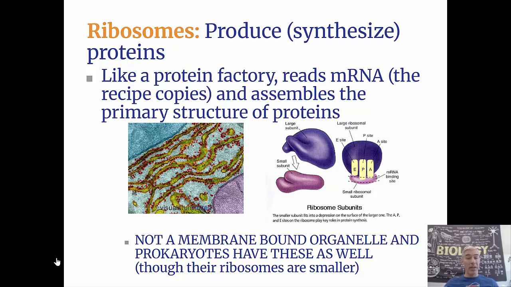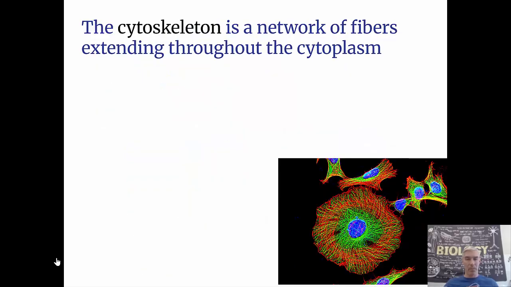Sometimes they are free, meaning they are found free floating in the cytoplasm, and other times they are bound to another organelle, which we're going to get to in a second. Remember, eukaryotes and prokaryotes have ribosomes, but the prokaryotic ribosomes are a little bit smaller than the eukaryotic ones.